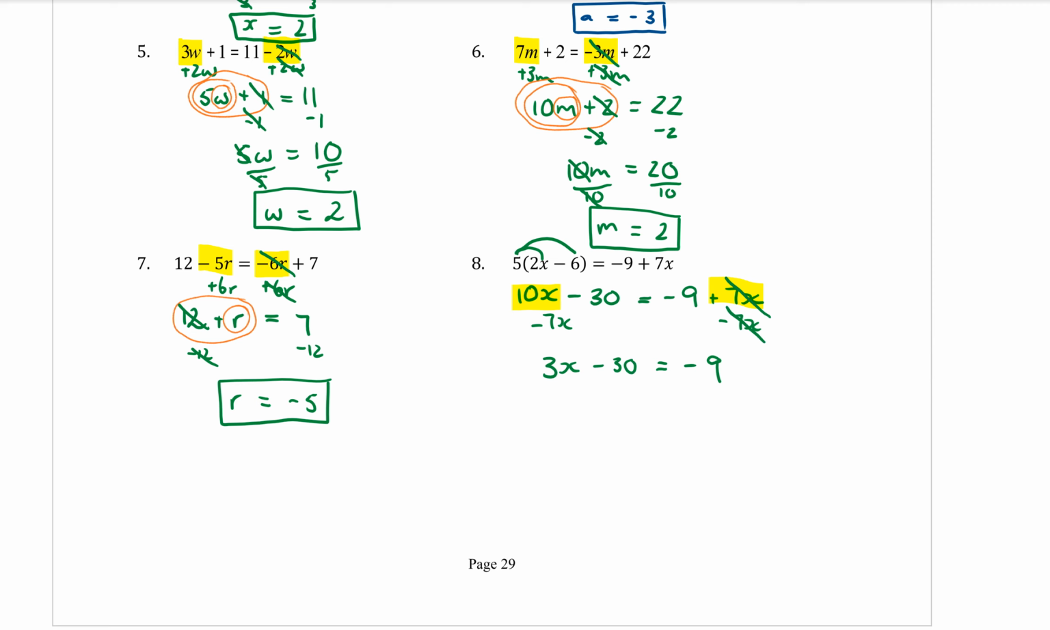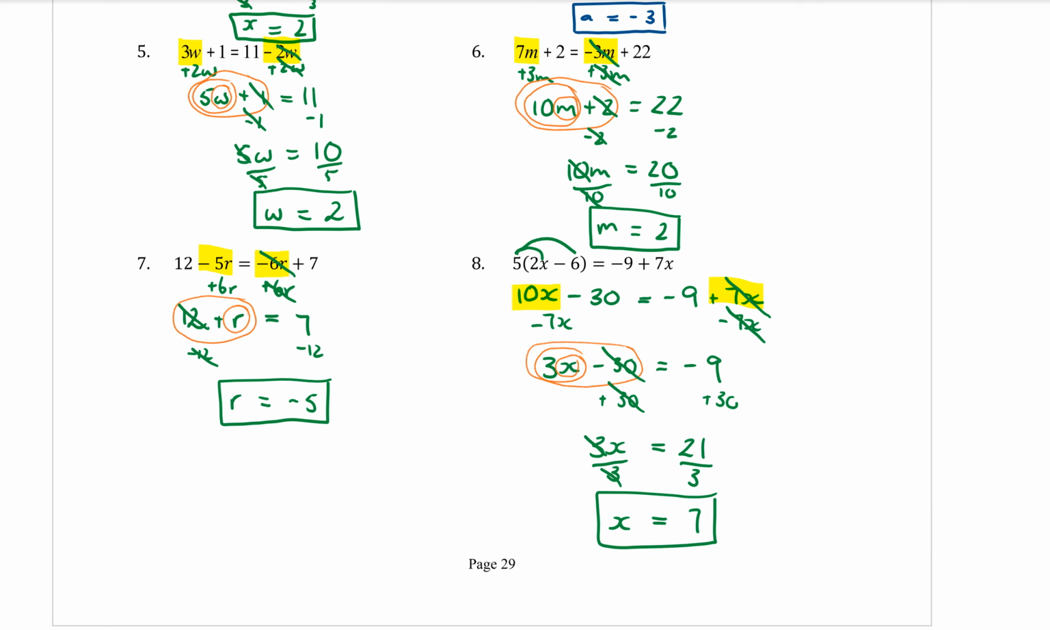Okay, let's draw some layers on there. I have the x, that's times by 3, and then the minus 30. Reversing, the opposite of minus 30 is plus 30. Cross off the outer layer. 3x equals minus 9 plus 30 is 21, a positive 21. Then to get rid of the 3, I divide by 3. x is all by itself, and 21 divided by 3 is 7.